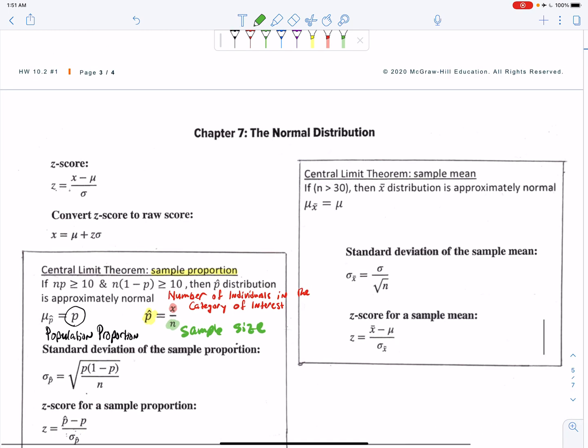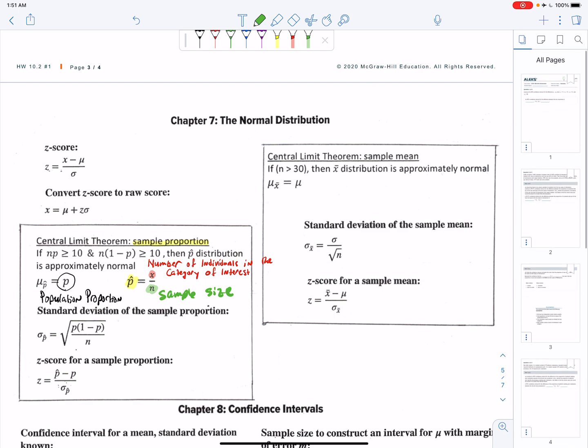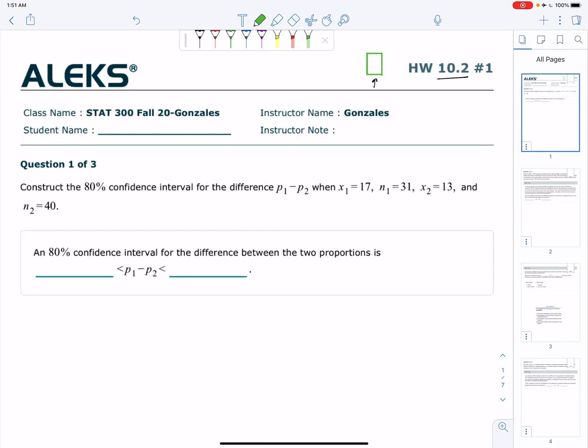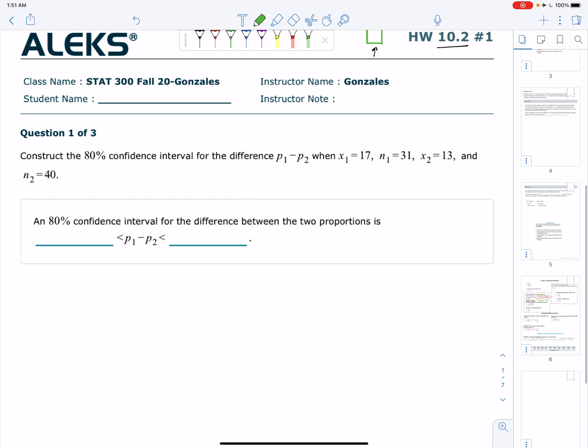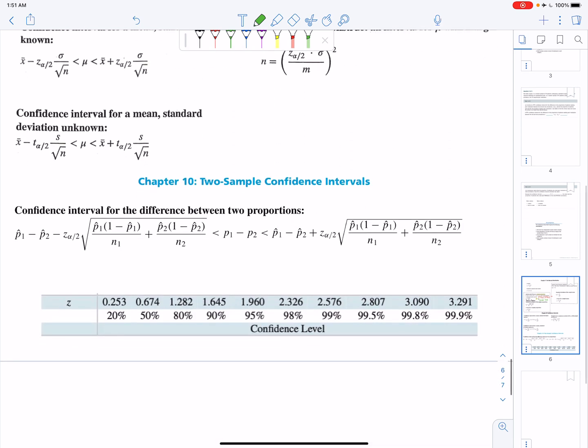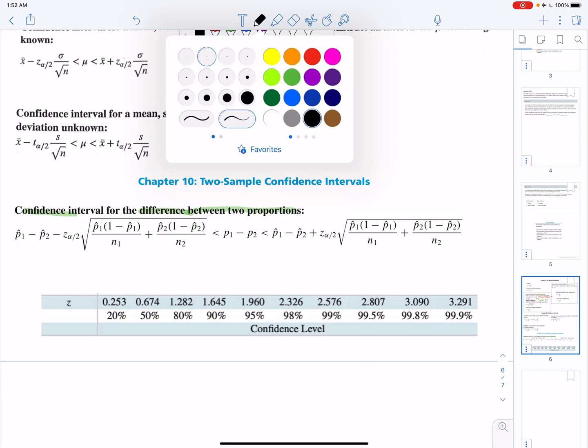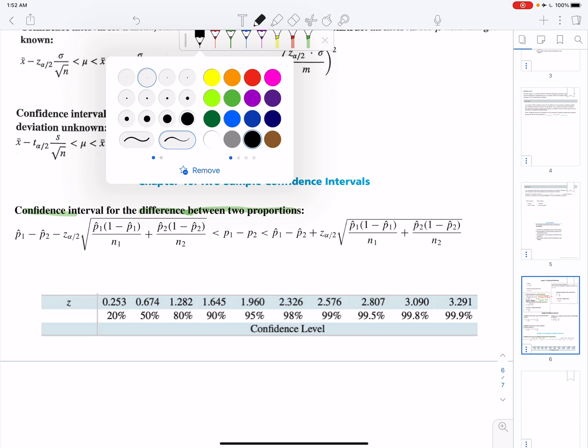Okay, let's get on back over to the beginning of this whole thing. So this is 10.2, and here we are looking at the confidence interval for the difference between two proportions, okay? The difference between two proportions. So I want to break this formula down. Now this thing really looks like a real beast here, and I want to break this down.